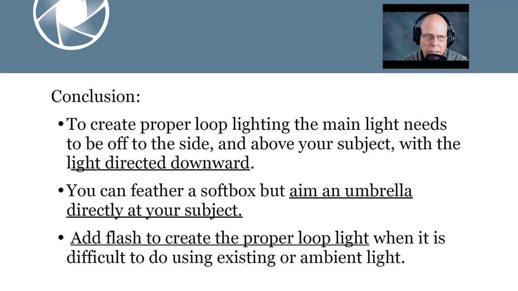So my conclusion is, to create the proper loop lighting, the main light needs to be off to the side and above your subject with the light directed downward. You can feather a softbox, but aim an umbrella directly at your subject and add flash to create the proper loop light when it is difficult to do using existing or ambient light.